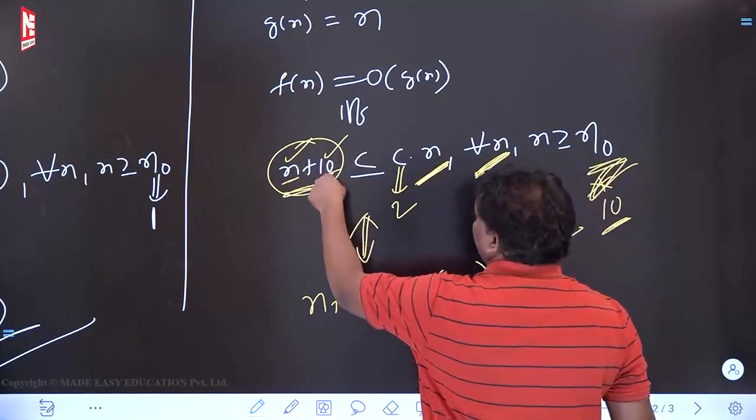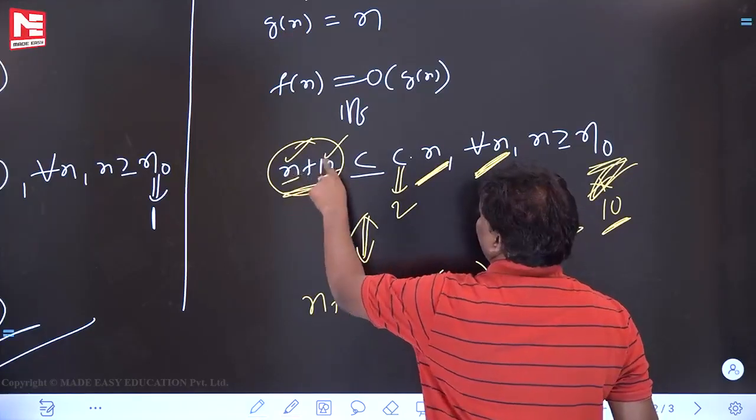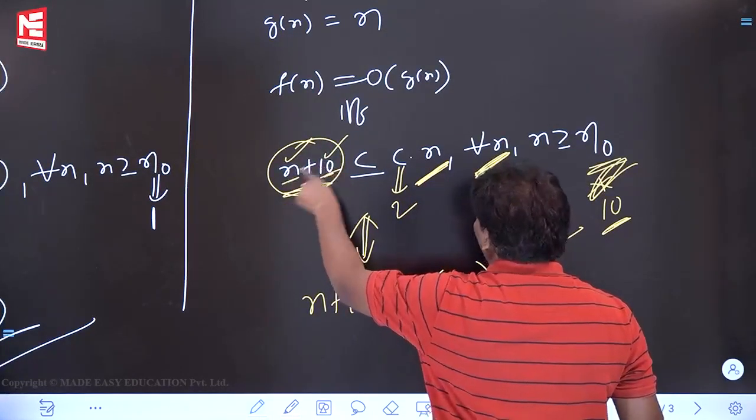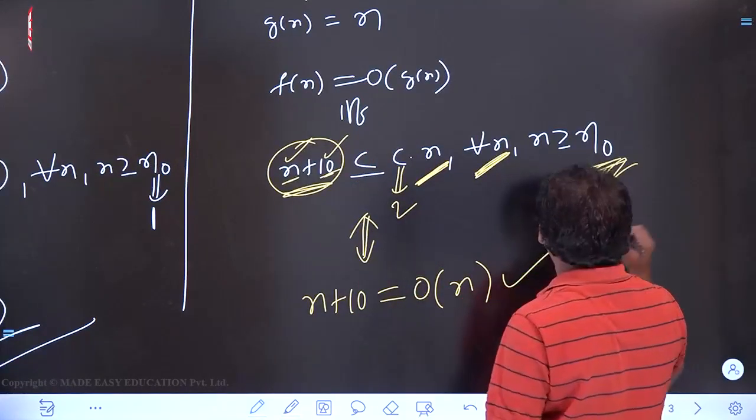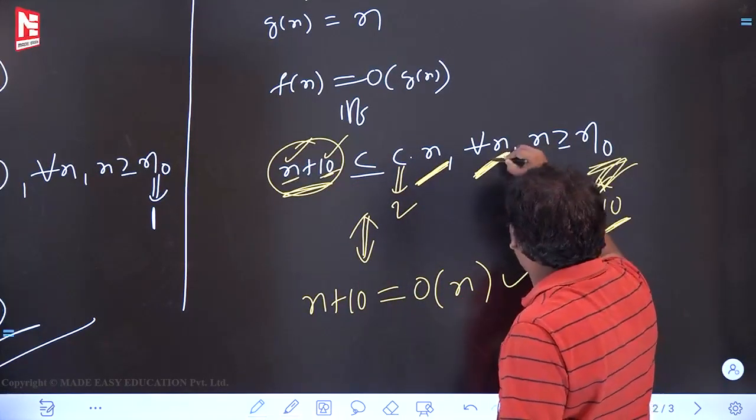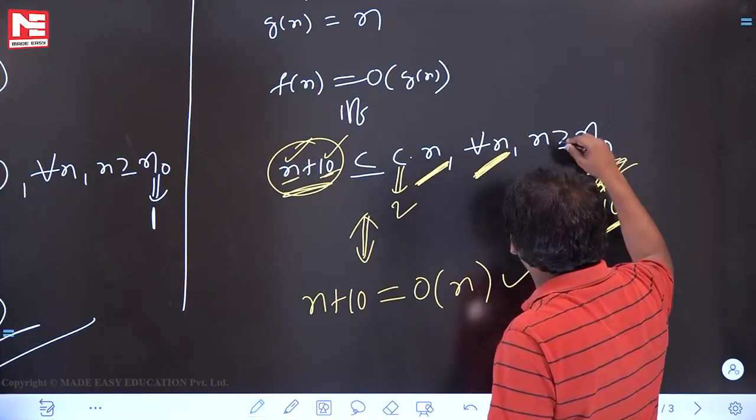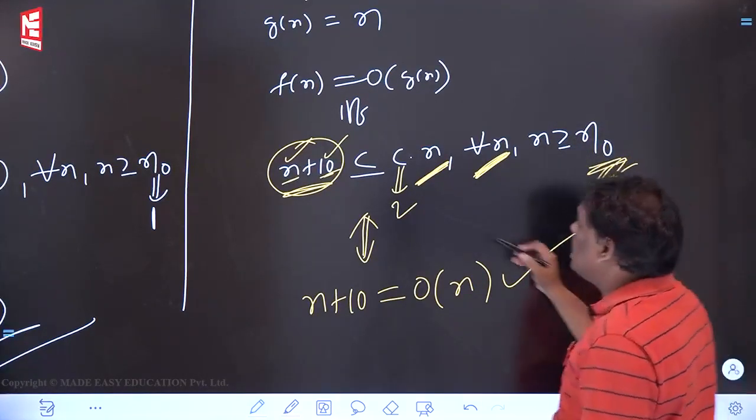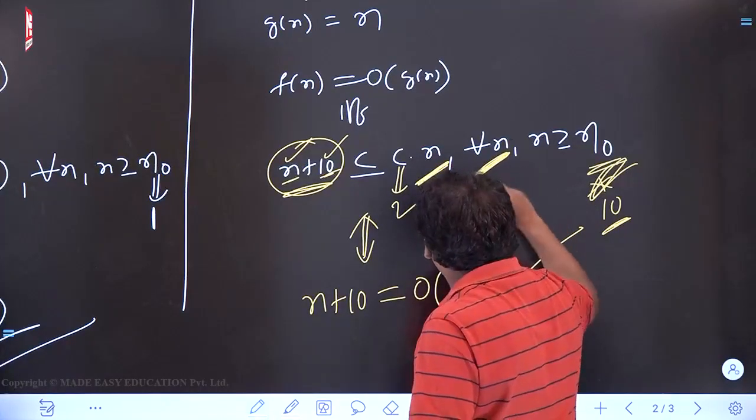Right? N value 10, it is 20. N value 11, it is 21, it is 22. N value is 12, it is 22, it is going to be 24. So, from 10 on, for every n value where n is greater than or equal to 10, from 10 onwards everywhere it is working. But it is not for all C, it is for all n.